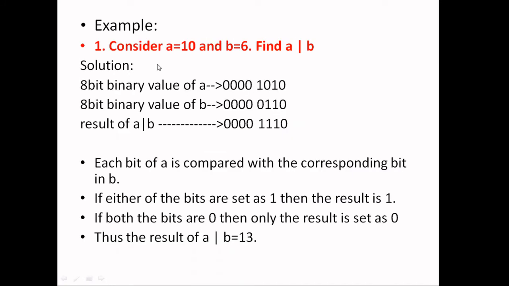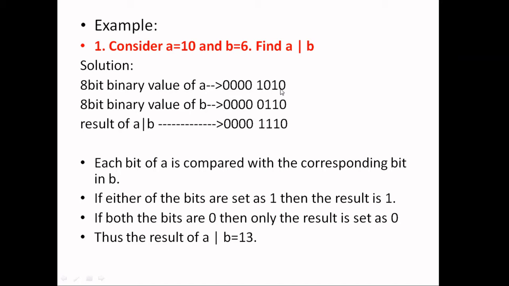So consider A is equal to 10, B is equal to 6. Let us find A OR B. So bitwise OR operator is operating between two operands A and B. So this is the solution. As usual, you have to write the binary value for A, binary value for B. In this case, the binary value of 10 is written for A, that is 00001010, and again the binary value of B, it is 00000110.